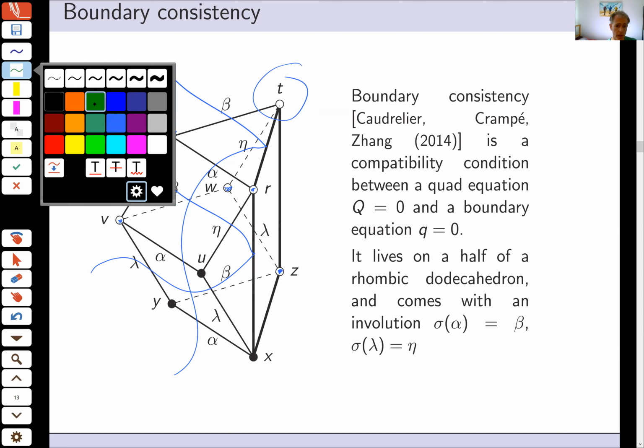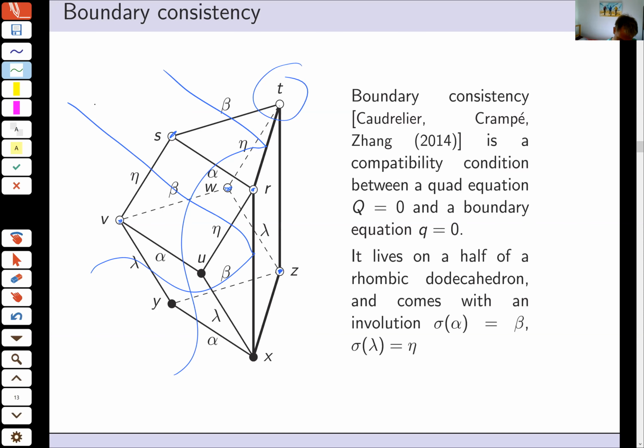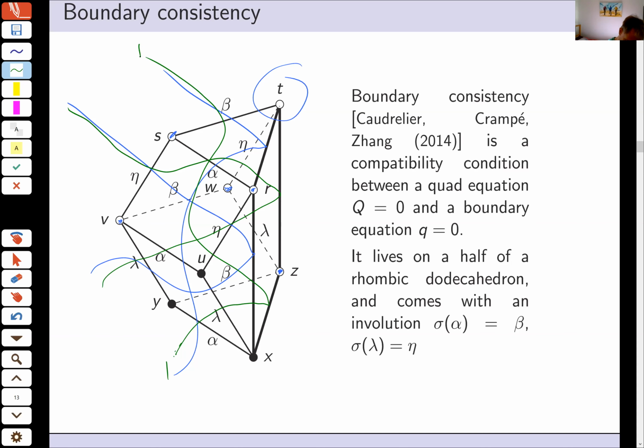If we now look at the back of the half dodecahedron, we can do the same thing. We can go in here, bounce off this boundary, follow all the quads at the back, or we can go in here, but now we go through the back, we bounce here, and we get out there. So here is the same idea. This is the first characteristic line. This is the second one.